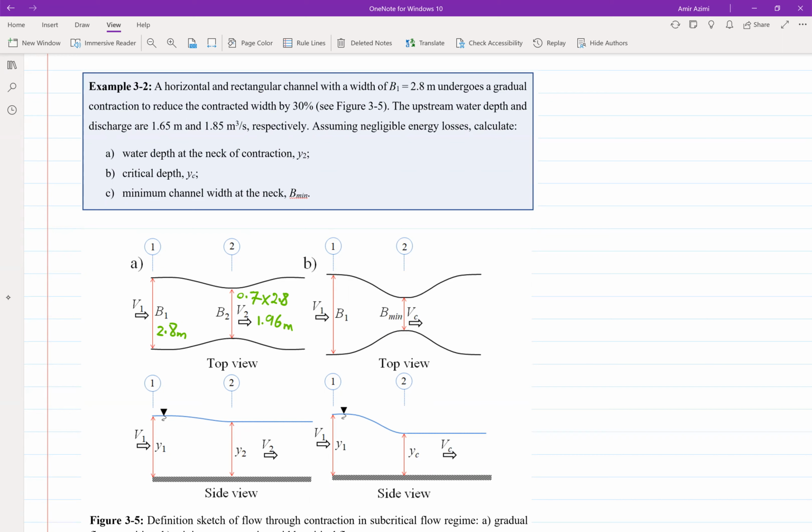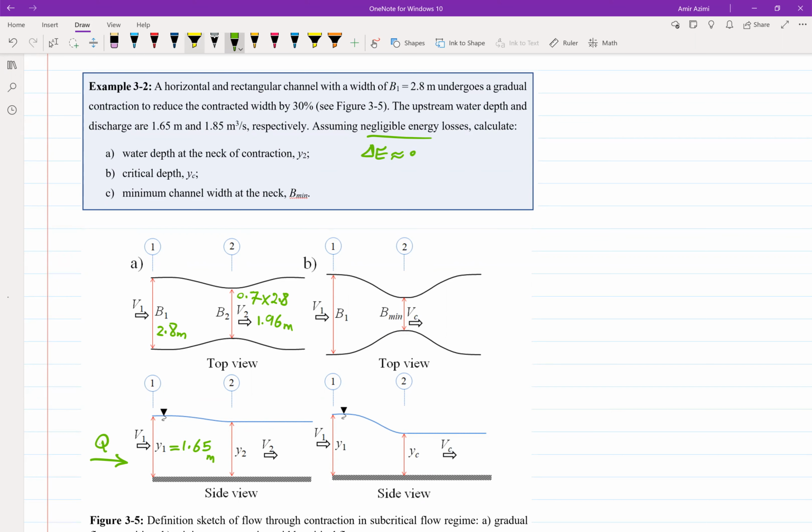So the upstream water depth and discharge are 1.65 meter, as we have in the side view, and the discharge Q is 1.85 cubic meter per second. Assuming that the energy loss is negligible, so delta E is almost zero, calculate the water depth at the neck of contraction. So we want to know what is Y2.